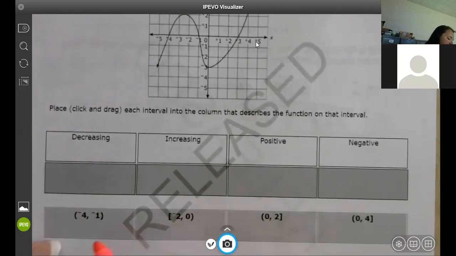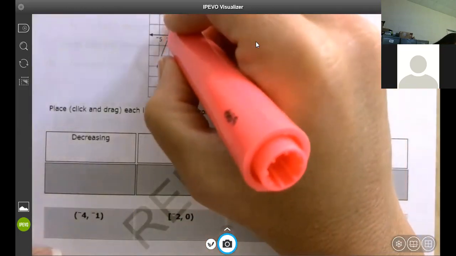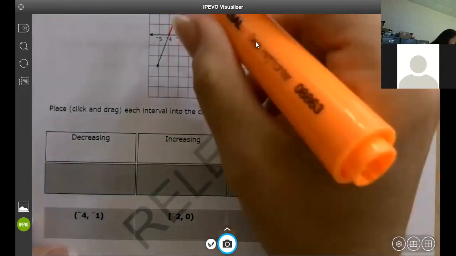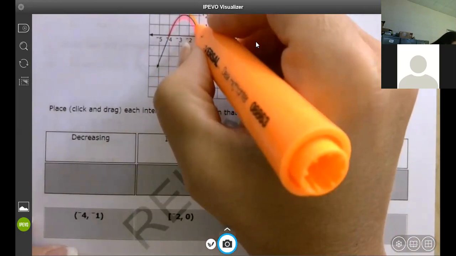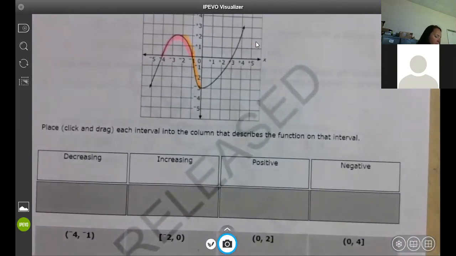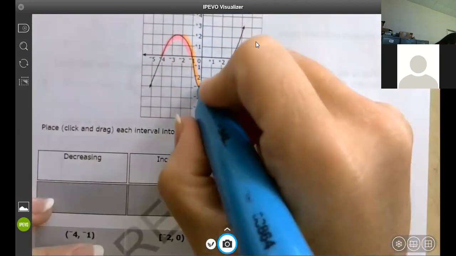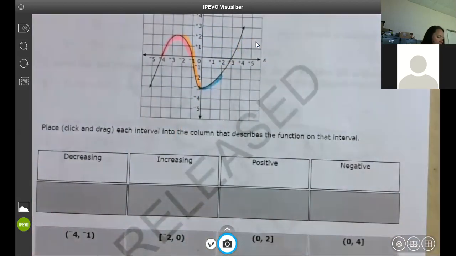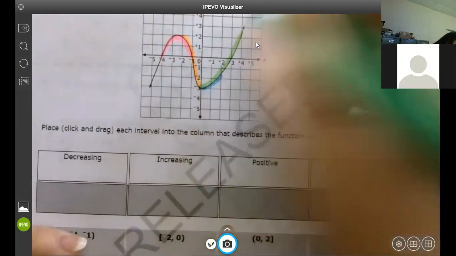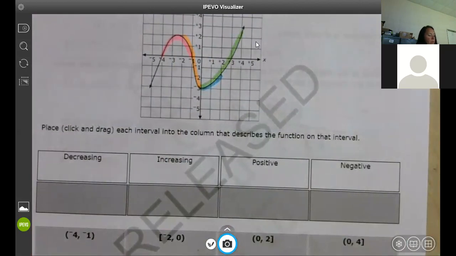So your first interval is -4 to -1. So that's this one. Your next interval is -2 to 0. And I know that it overlaps. I try to make it look like it overlapped or whatever. And then I have 0 to 2, which is here. And then 0 to 4, which is to there. Okay.